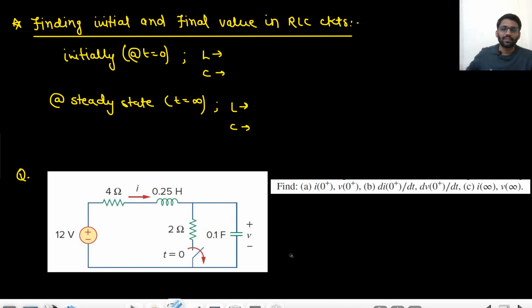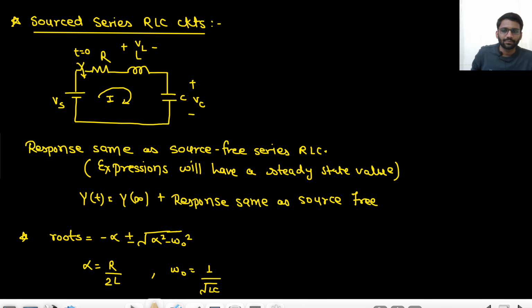Now, these kinds of questions are very good when they ask the initial condition or the final condition. Here, everything is initial: you find I0 plus, V0 plus, or they are asking the final condition. Okay. So, initial and final condition questions we will see in the next video. It will take time actually.